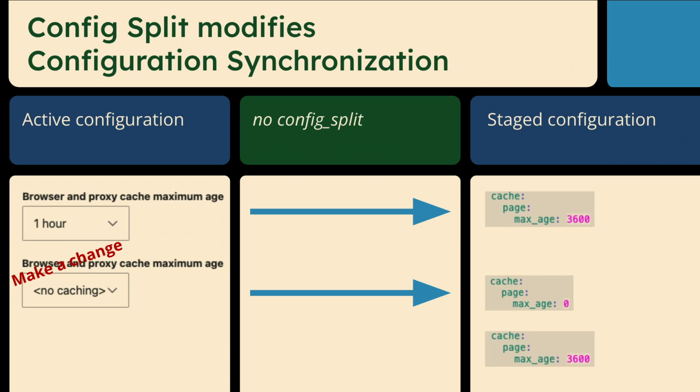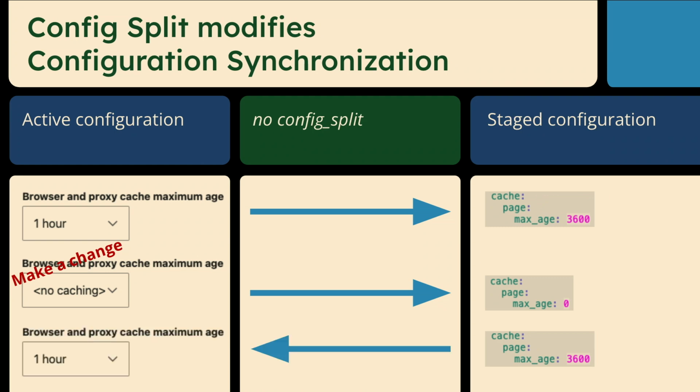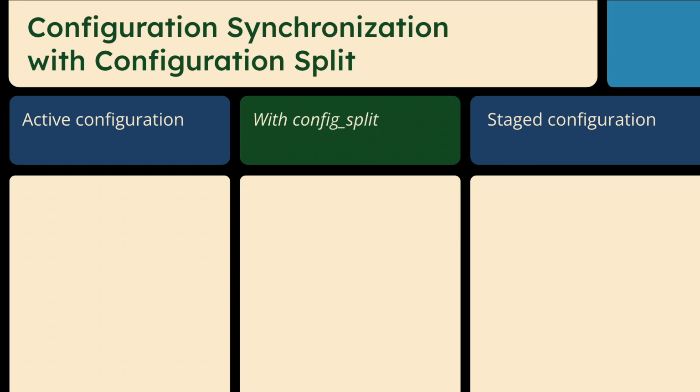You can also take changes that are in the stage configuration. Say you've made a change in a local development environment, you've committed that to Git, you push that up to your production server, you can then import it, and the active configuration gets set from those YAML files. So that's, again, configuration synchronization. That's the core Drupal system that config split intervenes in and works with.